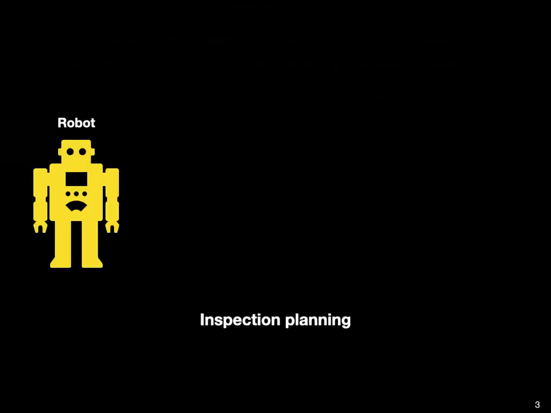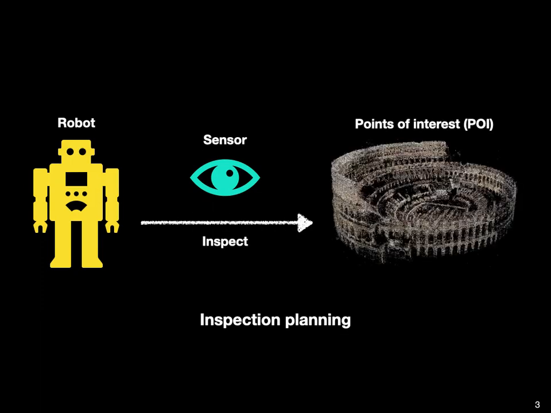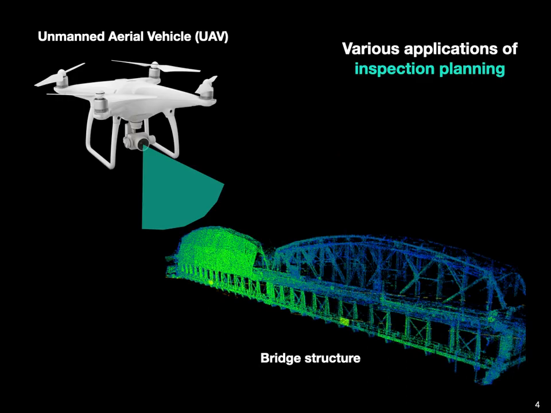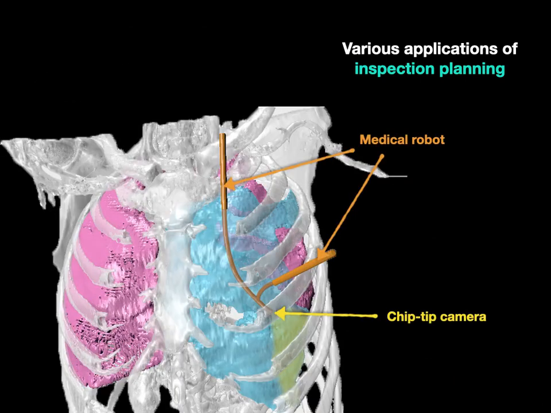In the case of inspection planning, we have a robot equipped with a sensor, and we are to inspect a set of points of interest in the environment. Inspection planning has many applications. For example, from using an unmanned aerial vehicle with an onboard camera for the structural inspection of a bridge, all the way to using a medical robot with a chip-tip camera to do endoscopic tests inspecting human anatomy.